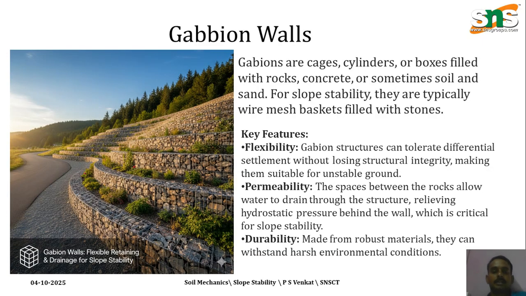Next is gabion walls. Gabion walls are cages or cylinder or box-like structures filled with either rocks or concrete, which provide stability, made up of mesh baskets filled with stones. It also provides permeability and durability of the structure.